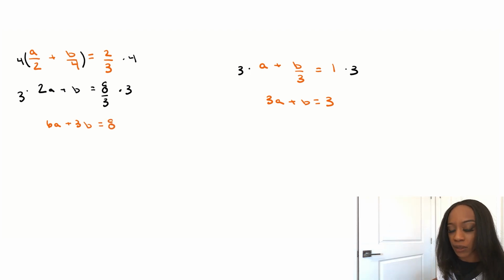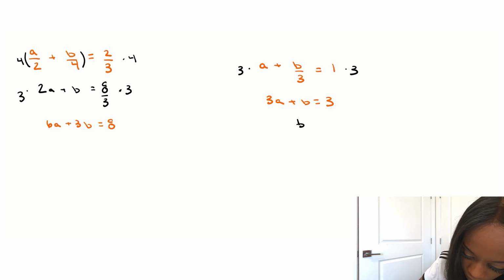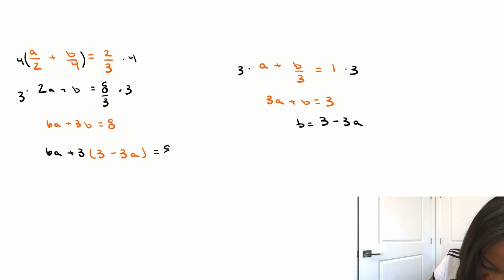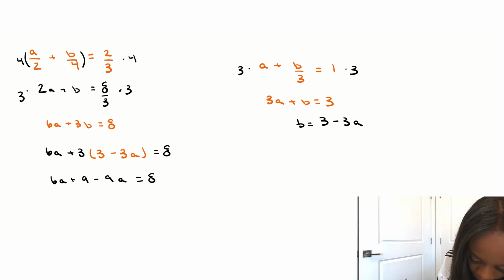Now we can start substituting. We can rearrange this so this says b equals 3 minus 3a. Now we're going to plug this into 6a plus 3b equals 8. That is 6a plus 3 times 3 minus 3a equals 8. This simplifies to 6a plus 9 minus 9a equals 8. 6a minus 9a equals negative 3a. And 8 minus 9 equals negative 1. So finally we see that a equals 1 over 3.